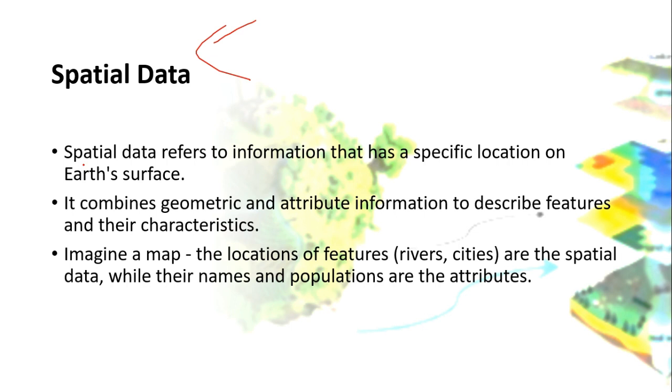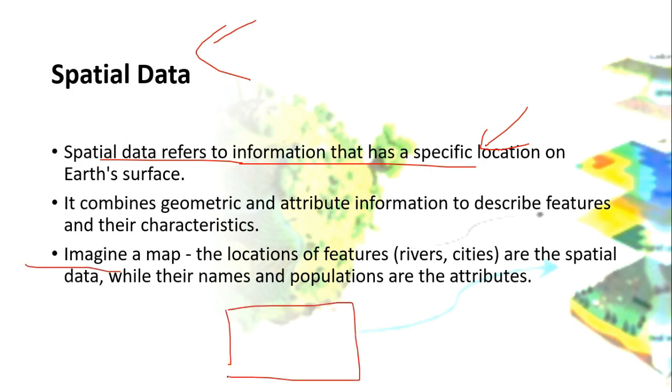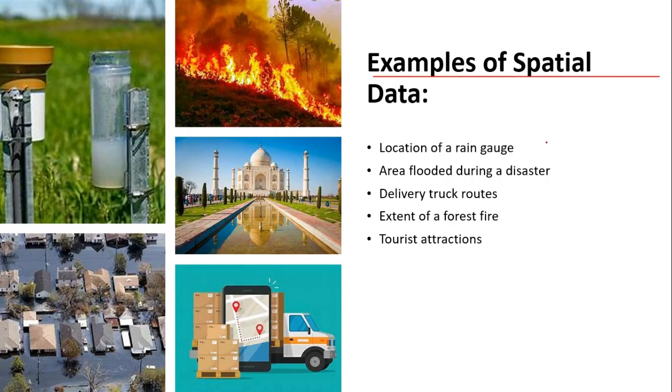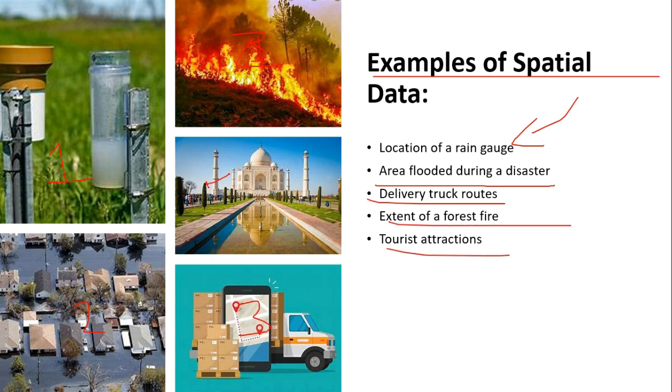We already know that spatial data refers to any information that has a specific location on the Earth's surface. For example, imagine a map that has the location of features like rivers and cities; that is spatial data. Other examples of spatial data are the location of a rain gauge, the area flooded during a disaster, delivery truck routes, the extent of a forest fire, and tourist attractions. These are examples of spatial data.